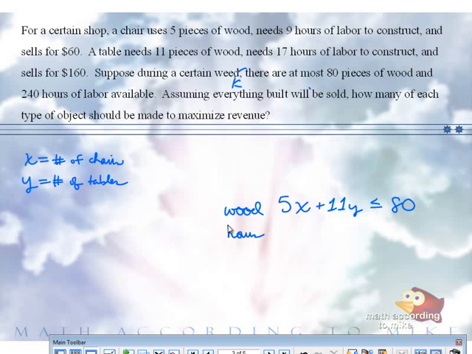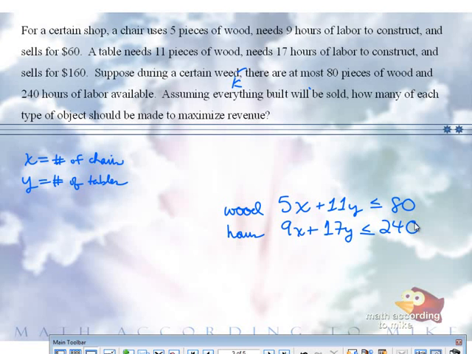Each chair needs 9 hours of labor. We have X chairs, so how many hours of labor do we need for those X chairs? 9X plus, how about the tables? 17Y. And we have at most 240 hours. Very good.